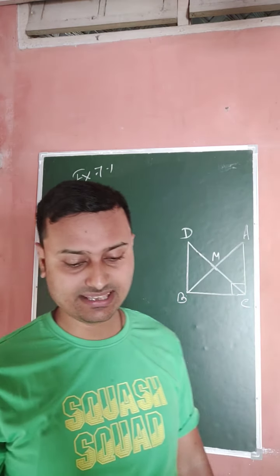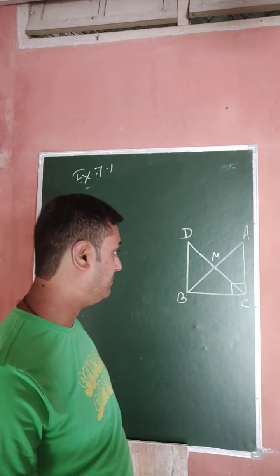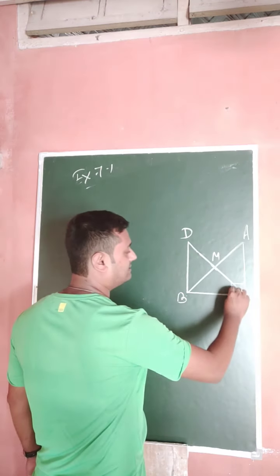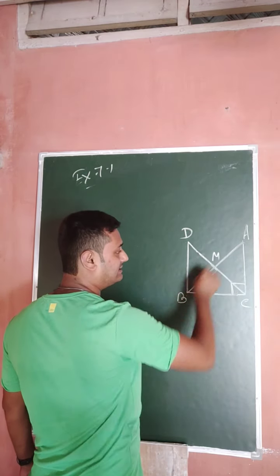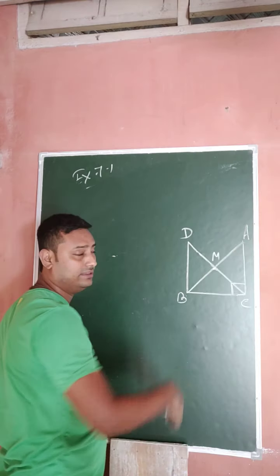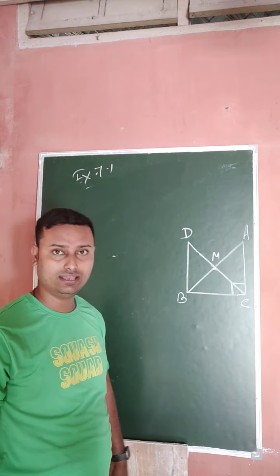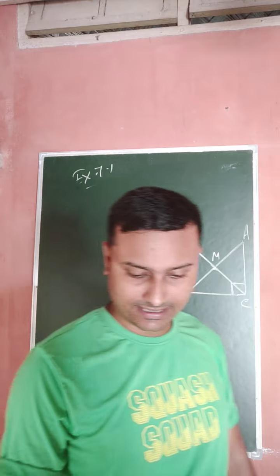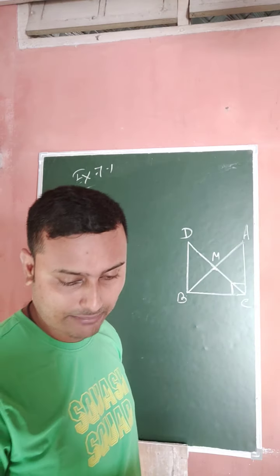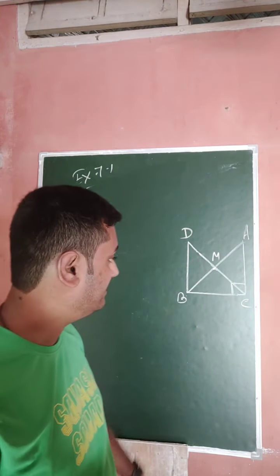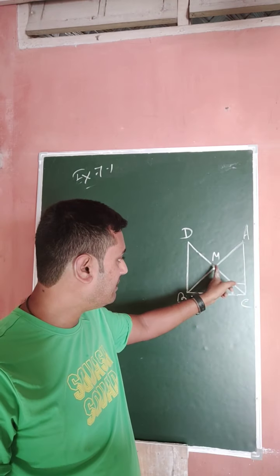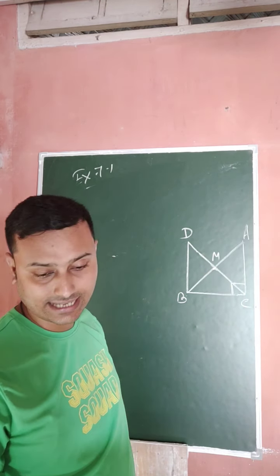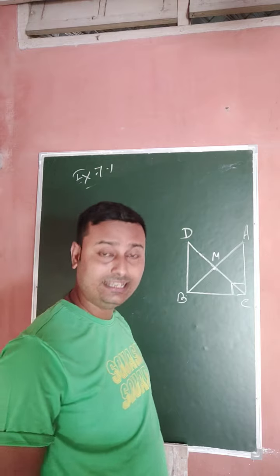Next, M is the midpoint of the hypotenuse AB. Since C is the right angle, AB is the hypotenuse, and it is given that M is the midpoint of AB. That means AM and BM will be equal. And next, it is given that C is joined to M and produced to a point D such that DM is equal to CM.